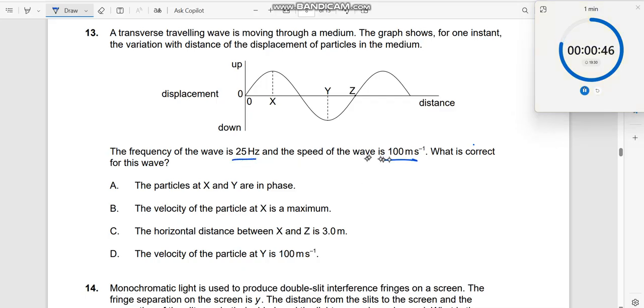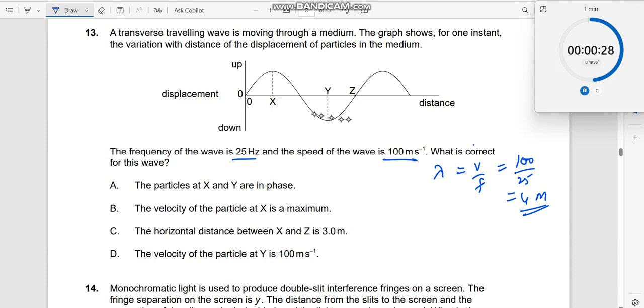Okay, so when this is given, what can you immediately infer? You can find out the value of lambda. What is lambda? V by F. Though I have not read the options, I can read them later. V by F is equal to 100 by 25, which is equal to 4 meters. This I got. Let us see whether there is something related to lambda here.